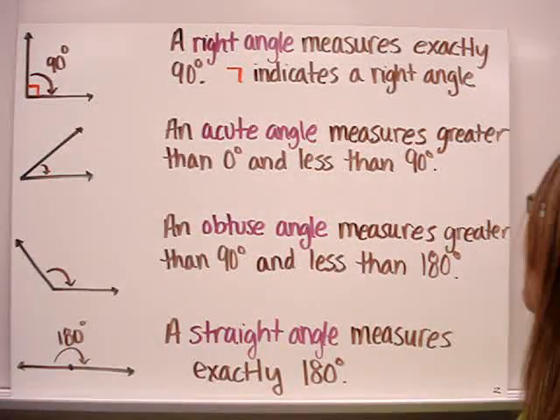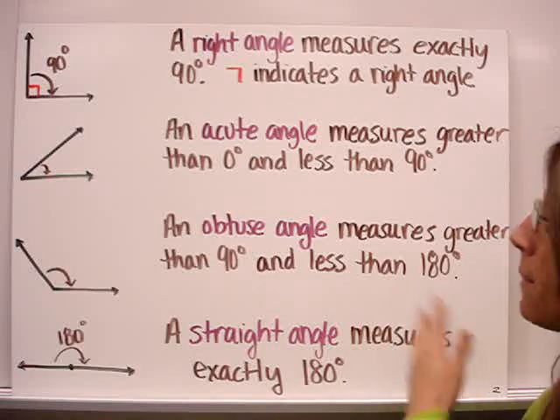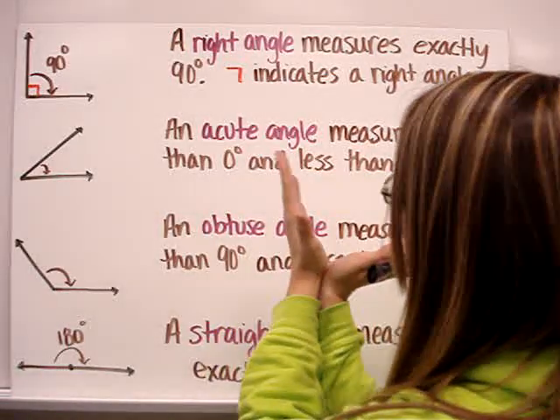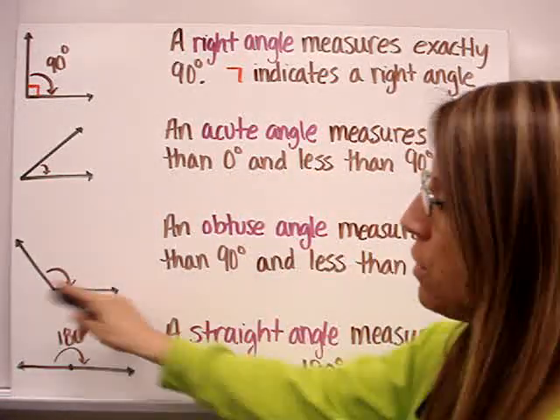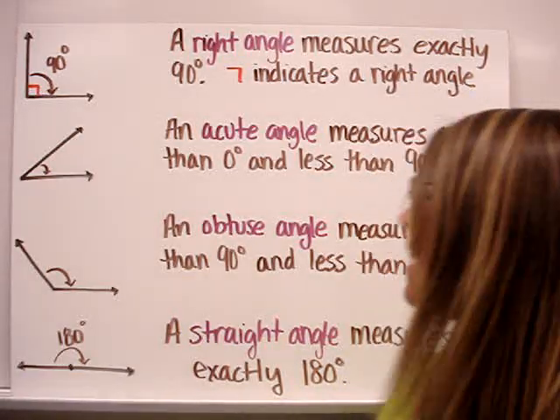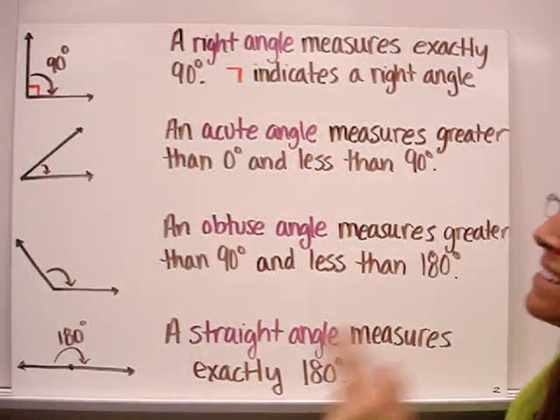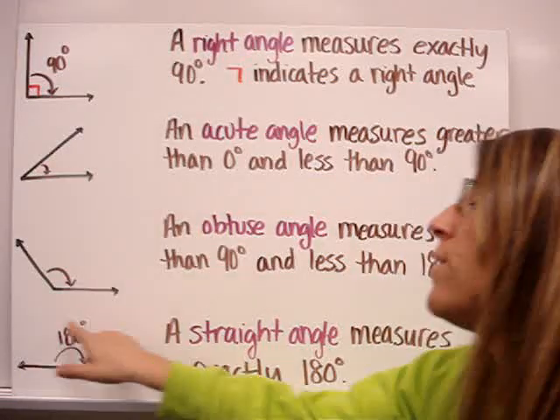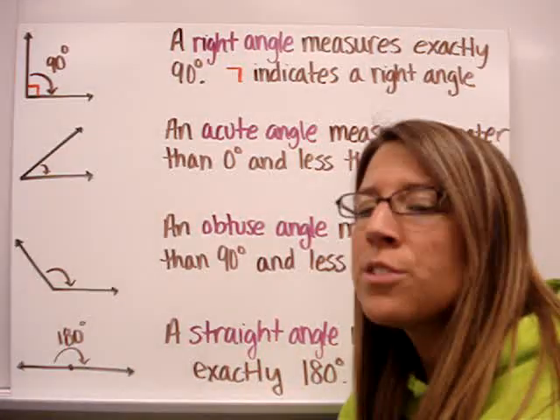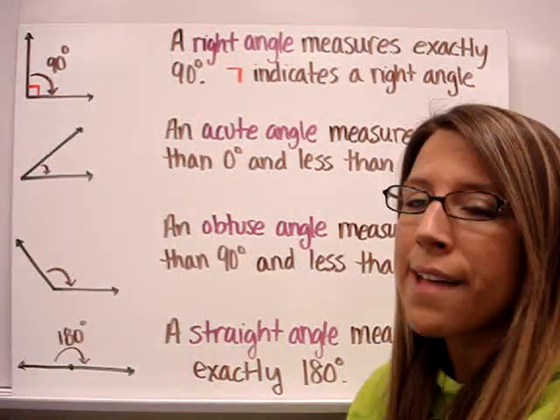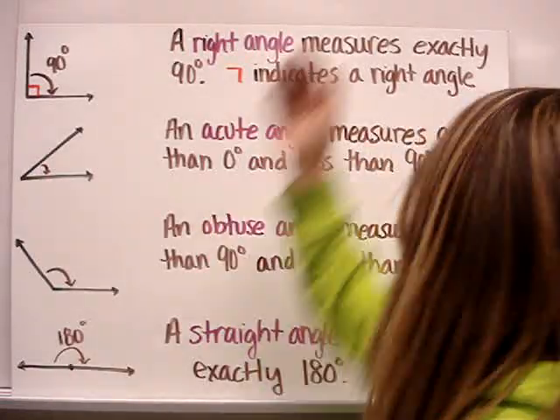An obtuse angle measures greater than 90 degrees, but less than 180. So here's your 180 degrees, and it's open further. So you have a much more open angle. And then a straight angle measures exactly 180 degrees. So from one ray to the other, it's a straight line. Straight lines, if you were to throw a vertex on there, it creates a straight angle.